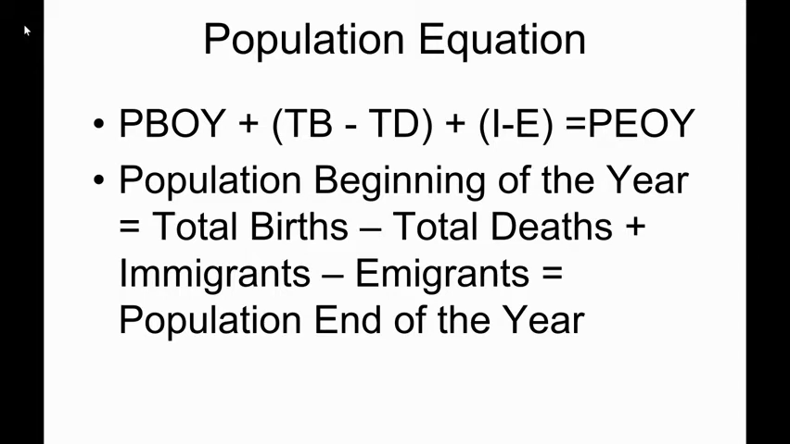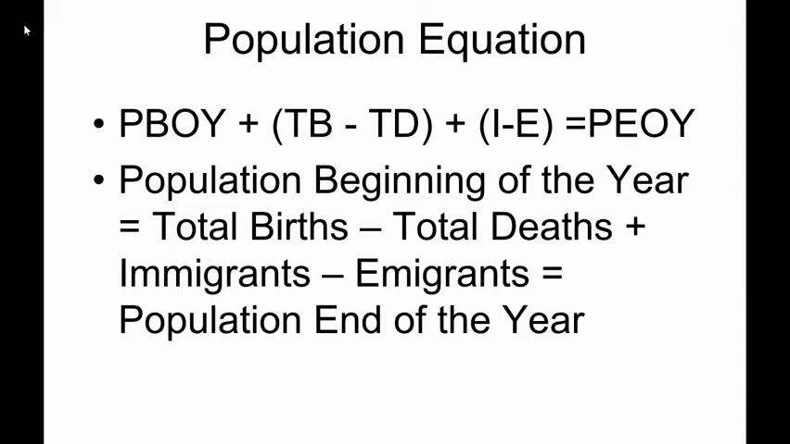So the population equation for any country is you take the population at the beginning of the year, and that's the PBOY, population at the beginning of the year, and then you have to take the total number of people being born against the total number of people dying. And then you add that or subtract, depending on what it is, to the amount of people coming in and the amount of people leaving. And then whatever your population is at the end of the year, that's your population equation.